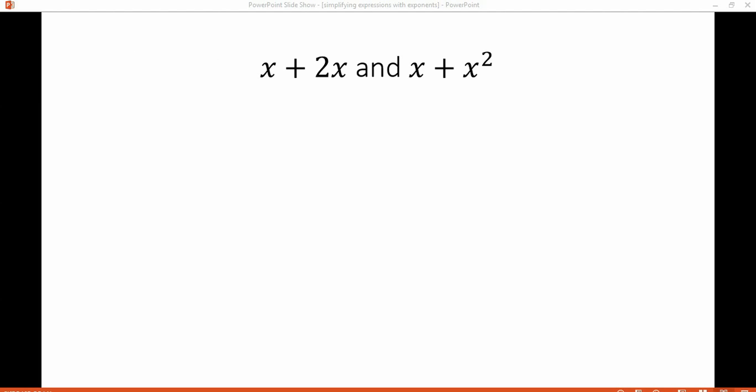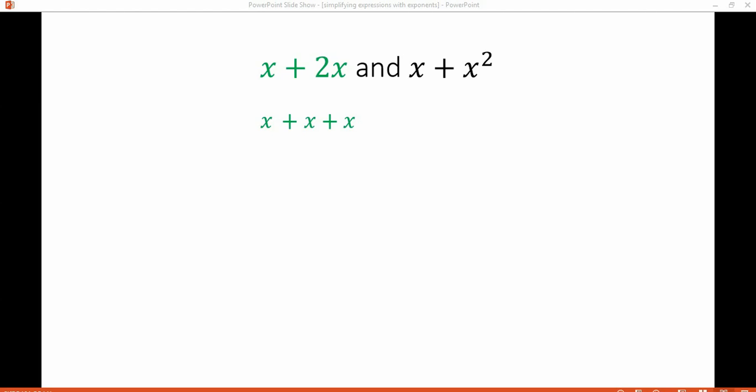Problem 2. Write this down in the spot in your notes for problem 2. X plus 2x and x plus x squared. What we're going to do with this part of the notes is look at both of these expressions in expanded form and see why we can't add terms when their exponents are not the same. X plus 2x. Let's focus on that one first. X is just x plus, in expanded form, 2x is going to be x plus x. 2 x's added together.